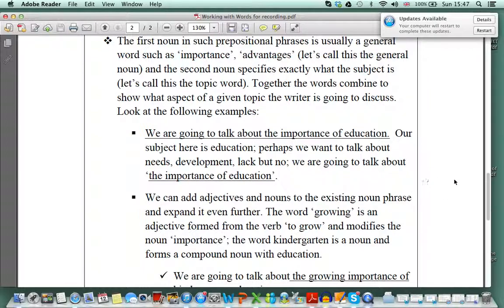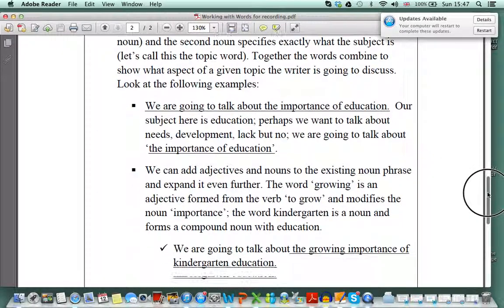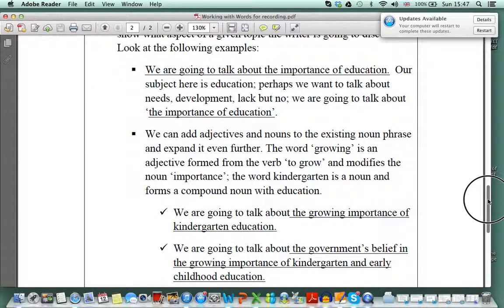So let's look at some examples here. We are going to talk about the importance of education. Our subject here is education. Perhaps we want to talk about needs of education, development of education, lack of education. But no, we are going to talk about the importance of education.